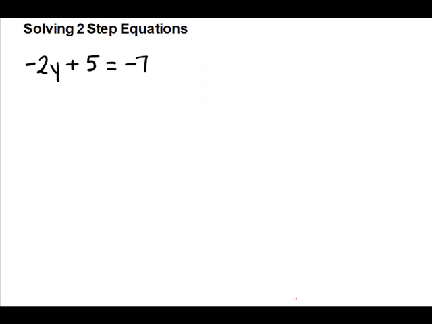Let's look at this equation. Negative 2y plus 5 equals negative 7. It is already simplified. There are no like terms on the left or no like terms on the right. So we're ready to start solving. So we should go on the side with the variable. So we need to go on the side with the y. And first we take off anything added or subtracted to the y term. So we need to take off the 5. The 5 is added, so we should subtract it from both sides.